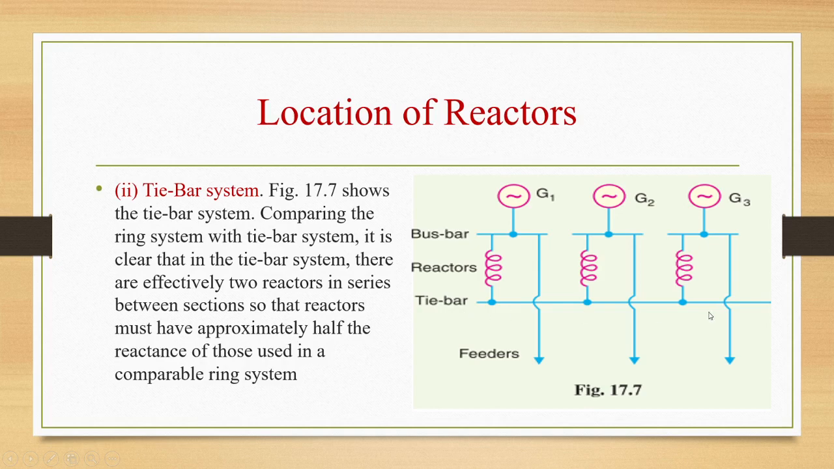When we compare the ring system with the tie bar system, it can be seen that in a tie bar system there are effectively two reactors in series between sections, so the reactors must have approximately half the reactance of those used in a comparable ring system. Another advantage is that additional generators may be connected without requiring changes in the existing reactors. The only disadvantage is that it requires an additional bus bar, that is the tie bar.